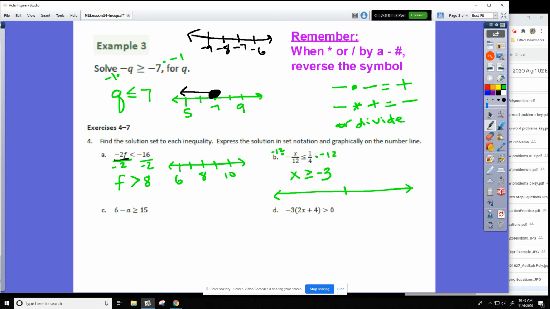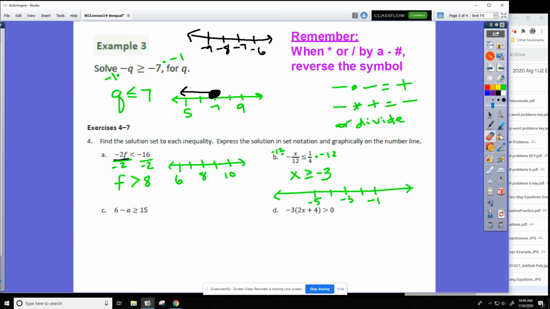This is a long number line, but there's -3, -2, -1, -4, -5. You could write more numbers if you want, but I just want to have at least 5 tick marks, 3 numbers. Okay, this one, if I subtract the 6, I could show you on this one how to make the variable positive. I'll do that.